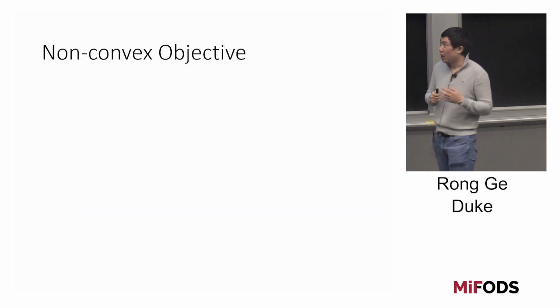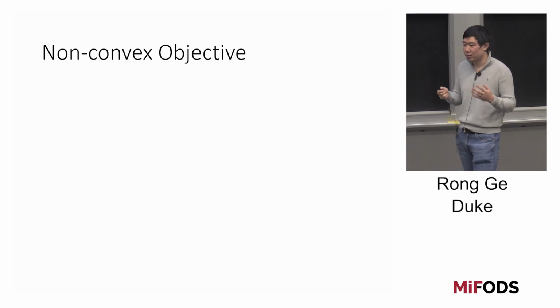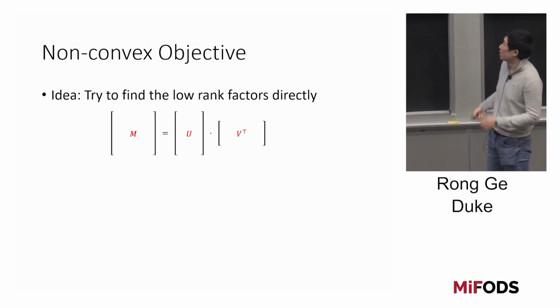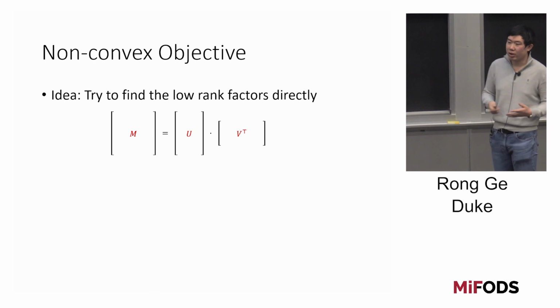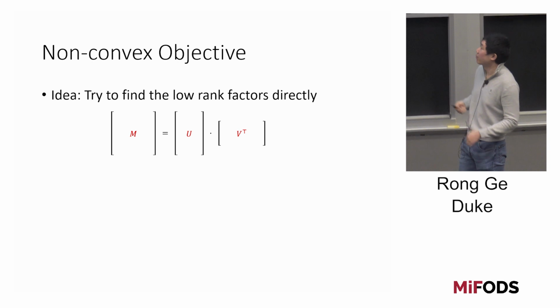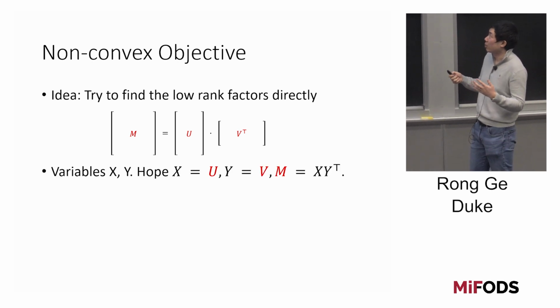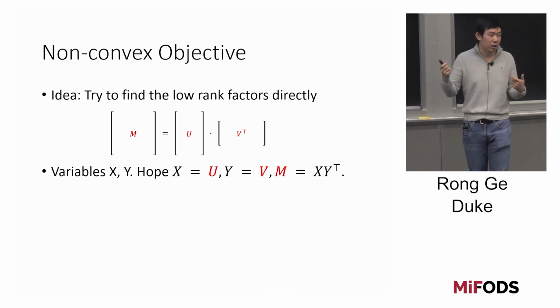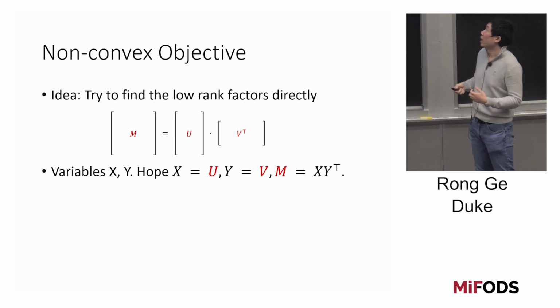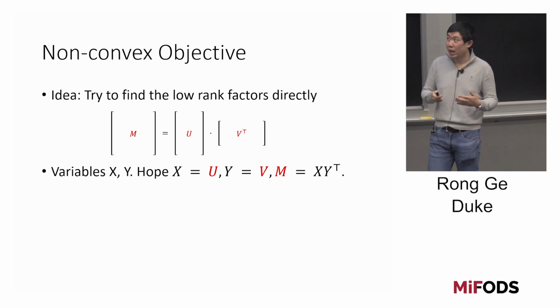If you haven't seen this problem before, the most straightforward way is probably to write a non-convex objective and try to optimize that. So how do we do that? It's very simple. I know that every low-rank matrix M can be written as the product of 2 smaller matrices, U and V, right? So I will do that. I will have variables x and y for these 2 smaller factors. And my hope is that x is going to be equal to u, y is going to be equal to v, and m is going to be equal to uv transpose.